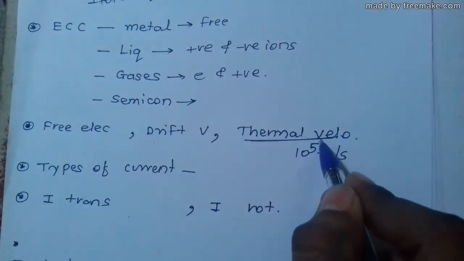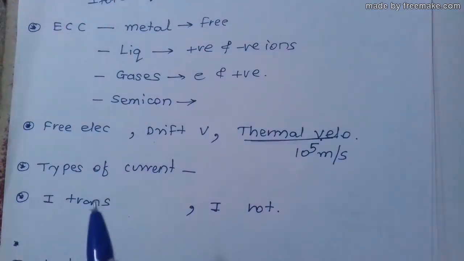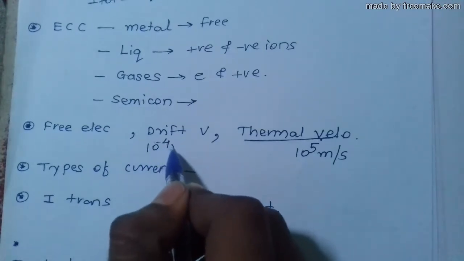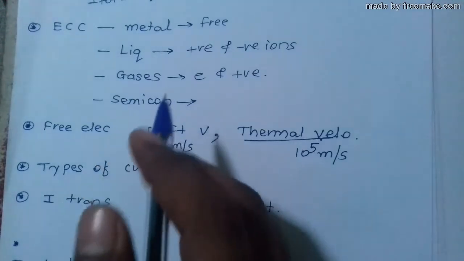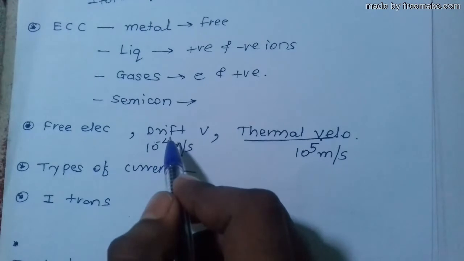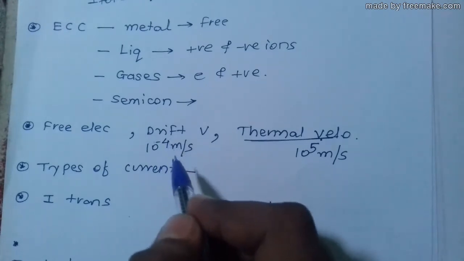And it has no direction. It is random. Drift velocity is about 10 raised to minus 4 meter per second. Drift velocity is because of the potential difference.